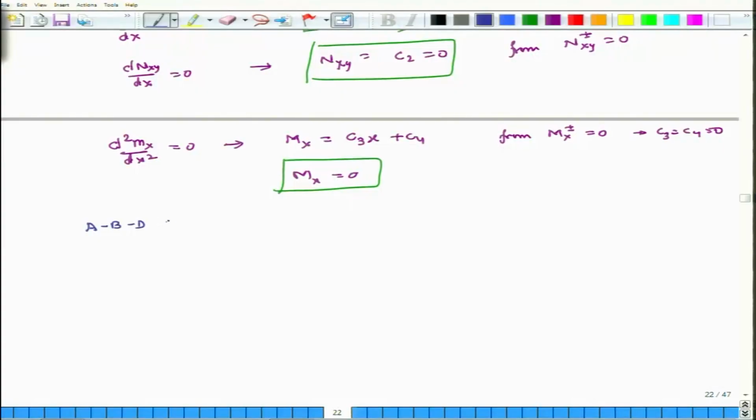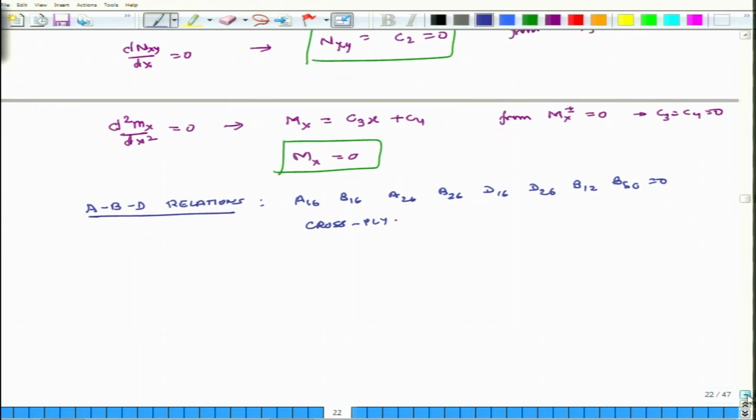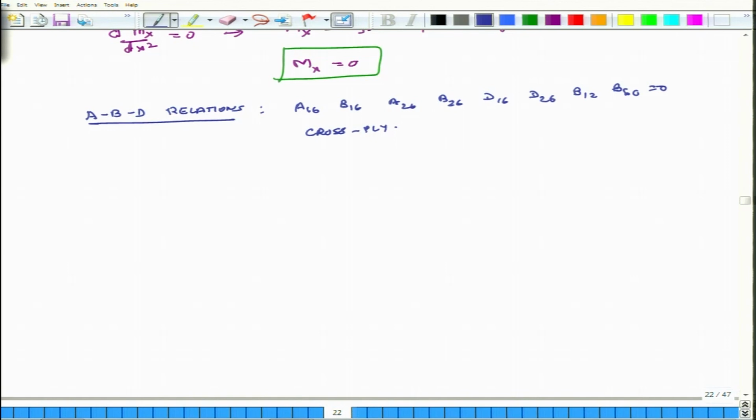But before we do that, we note that in the ABD relations, A16, B16, A26, B26, D16, D26, B12 and B66 are 0 because it is a cross ply laminate. So this is one thing.